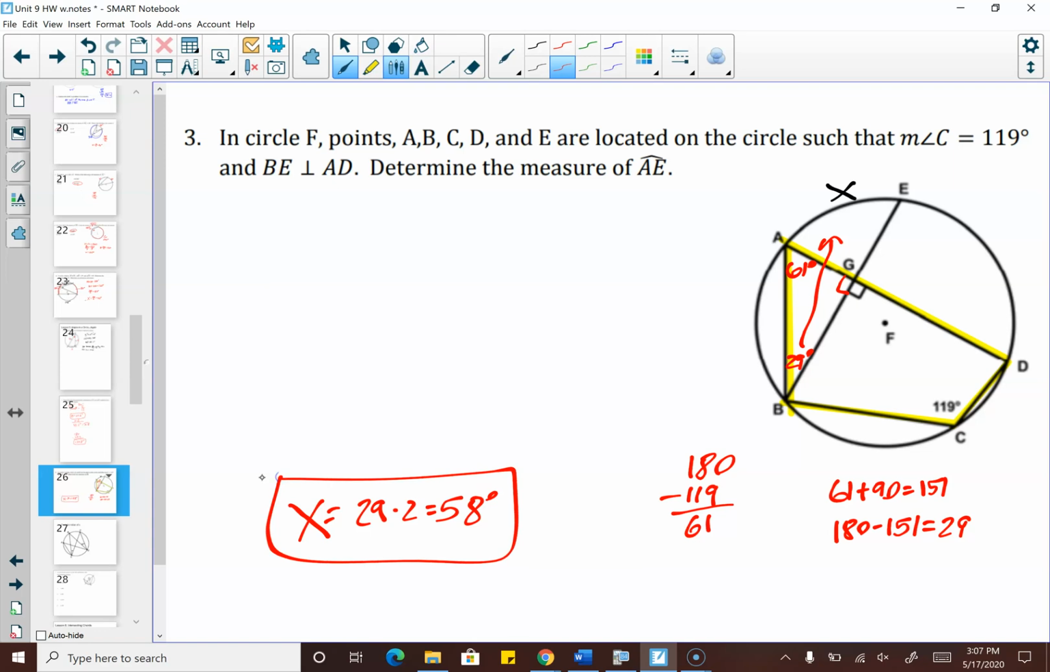degrees. Okay, so again, we used our cyclic quadrilateral, opposite angles are supplementary. We used regular supplements here to get the right angle, triangle rules, and then inscribed.